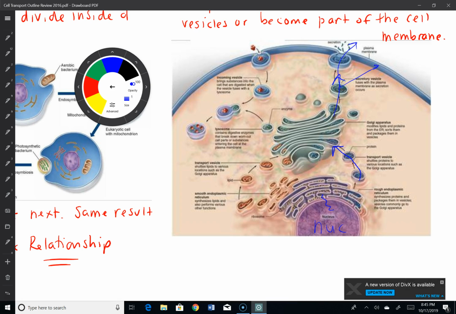So we did a lot. We took a big tour of the cell. We did organelles. We did water movement. We did relationships. We did it all.